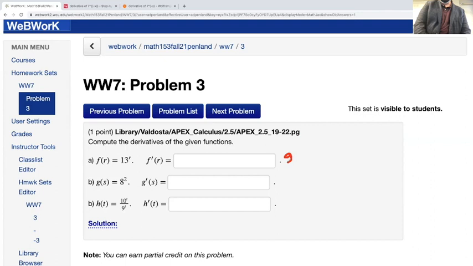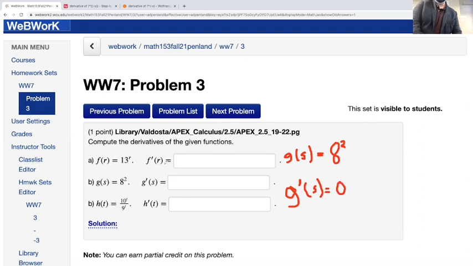Then we have g of s equals 8 squared. What kind of function is this? Constant. Why? Yep, there's no s in this case. s would be the variable we'd be looking for, so there are no unknown variables. It's just a number, exactly. So g prime of s for a constant function is equal to 0.